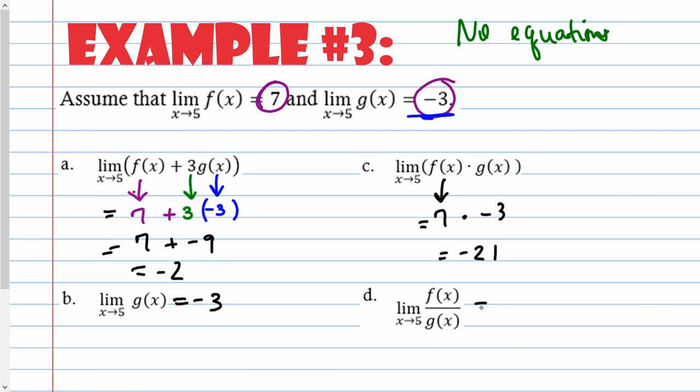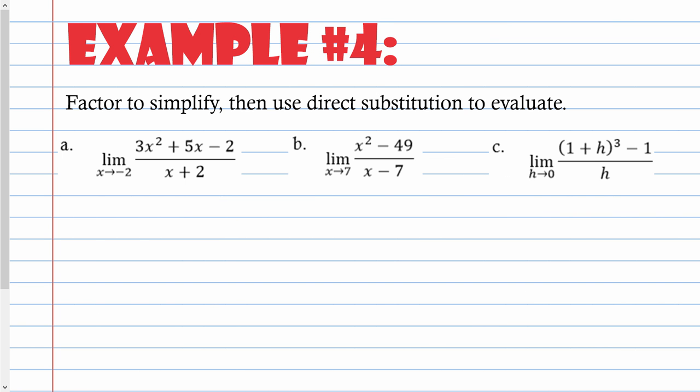And then for D, the limit of f of x is 7. The limit of g of x is negative 3. And there's my answer. All right, example 4. So here we have to factor in order to actually find the limits. So once we factor and simplify, then we're going to use direct substitution.